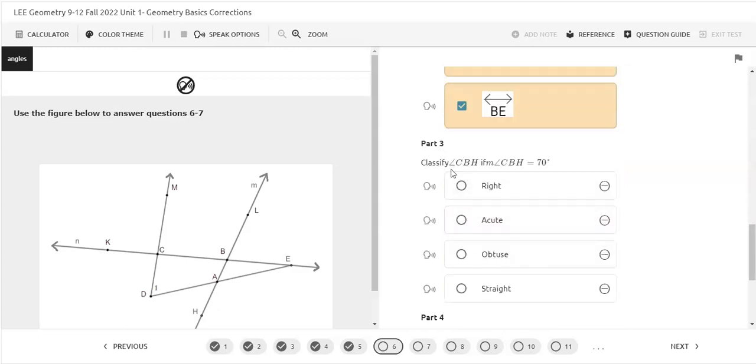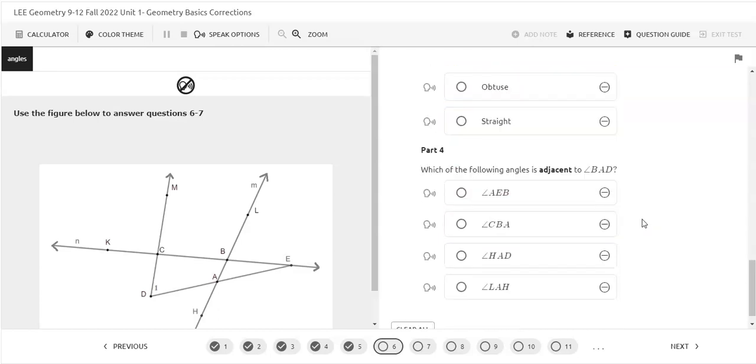We want to classify angle CBH if the measure of angle CBH is 70 degrees. Less than 90 is an acute angle, so it is going to be acute.